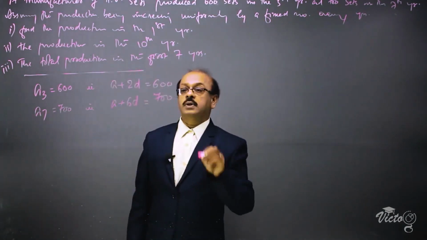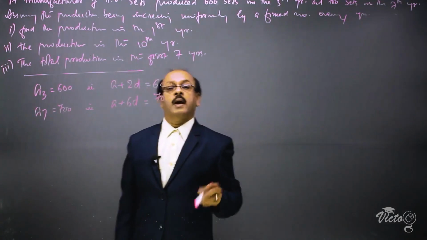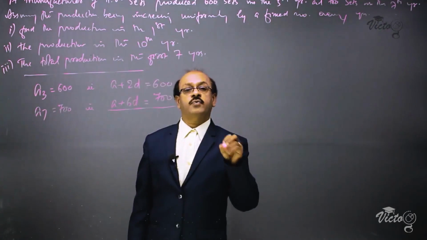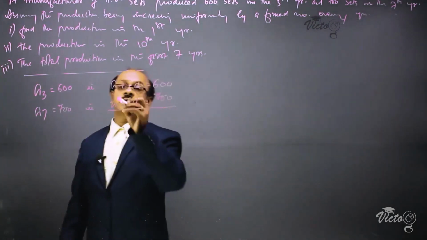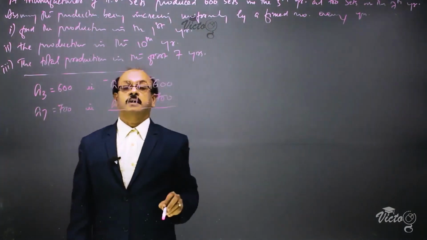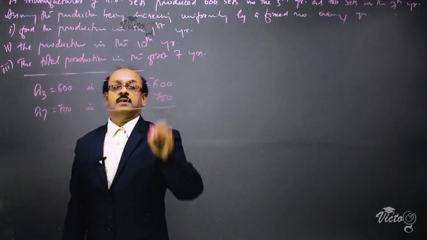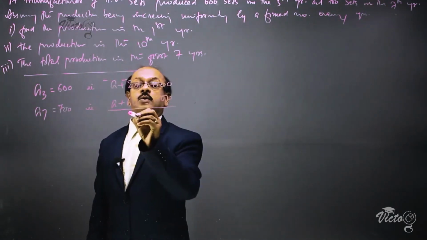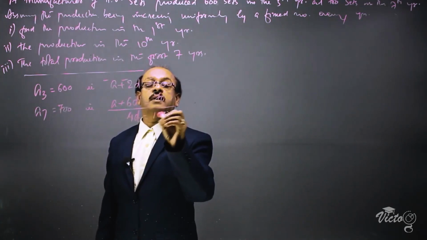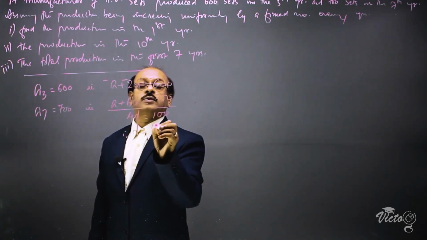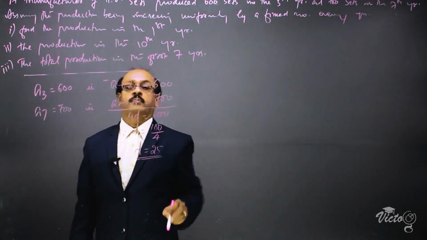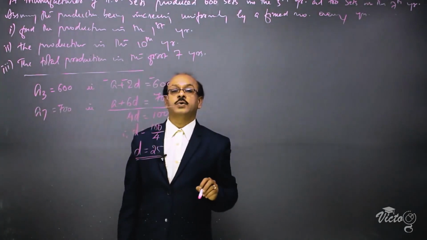Now, we can solve these two equations using the elimination method. For that, we change the sign of all the terms of one of the two equations: minus A, minus 2D, minus 600. Now adding, minus A and A get cancelled. Minus 2D plus 6D is equal to 4D. 700 minus 600 is equal to 100. Therefore, D is equal to 100 by 4, which means D is equal to 25. We get the common difference D as 25.